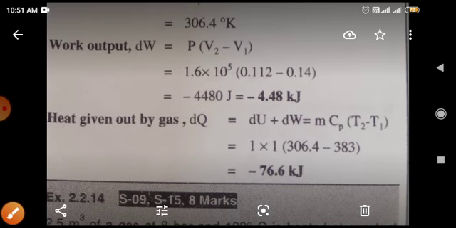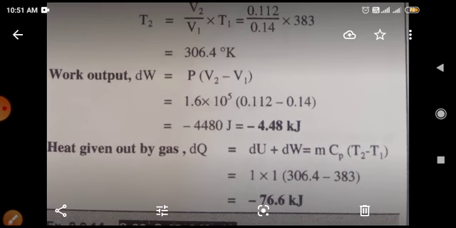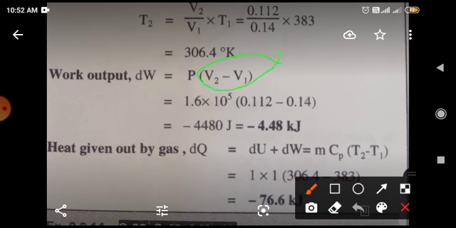Now let's find the work output, which is equal to dW. As pressure is constant but volume is changing, PV work will also be there. So calculating this value of dW, we have P into V2 minus V1. P is 1.6 bar, and V2 minus V1 is given. You must convert pressure into Newton per meter square. How will you convert it? Just multiply the bar value by 10 raised to 5, and you will get it in Newton per meter square.